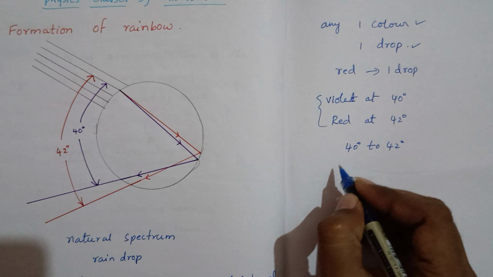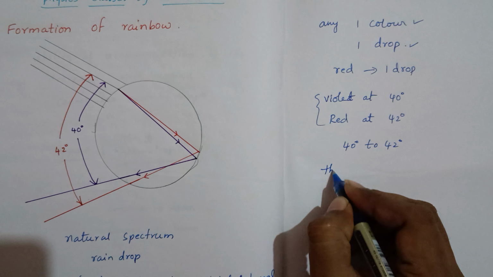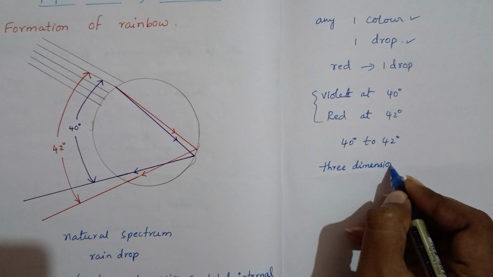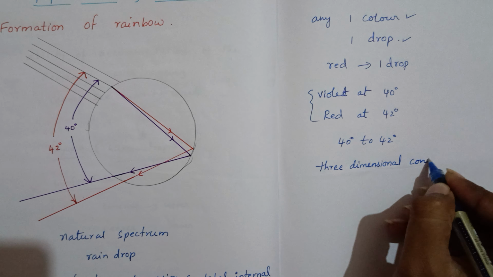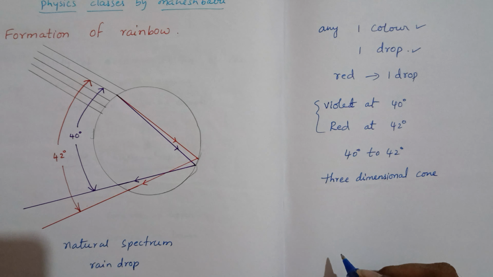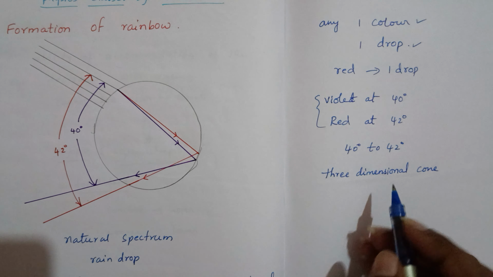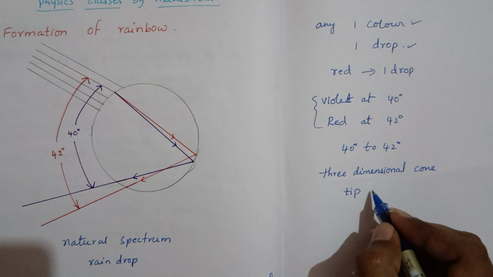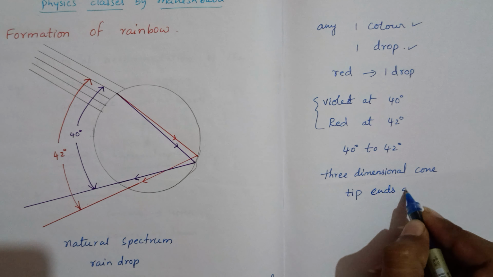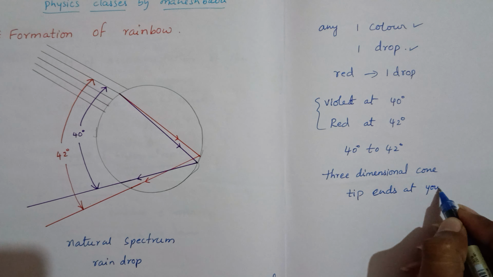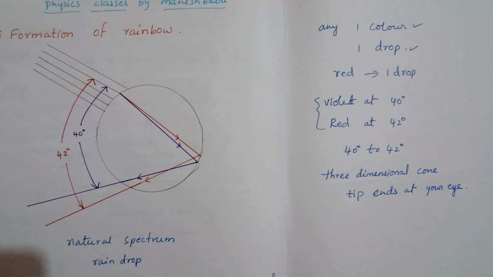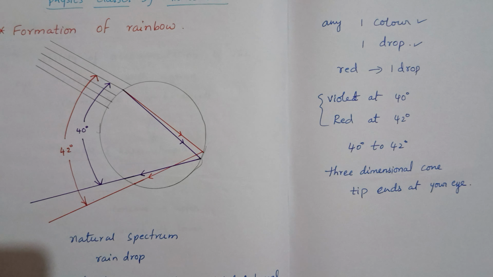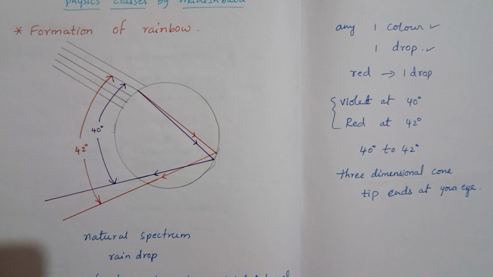Now the rainbow is in the shape of a 3-dimensional cone, and the tip of the cone ends at your eye. Okay, this is about the formation of a rainbow.